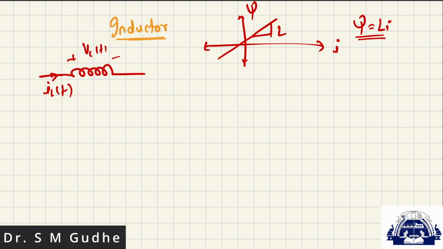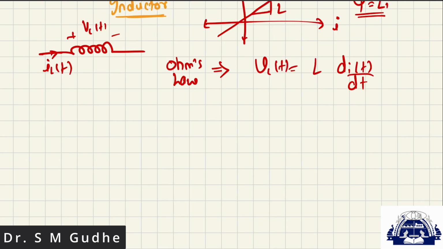Okay. What is the Ohm's law? Ohm's law is the relationship between the voltage and current. VL of t is equal to L dIL of t by dt. This is the Ohm's law. What about the current? 1 by L, minus infinity to t, VL of t dt.